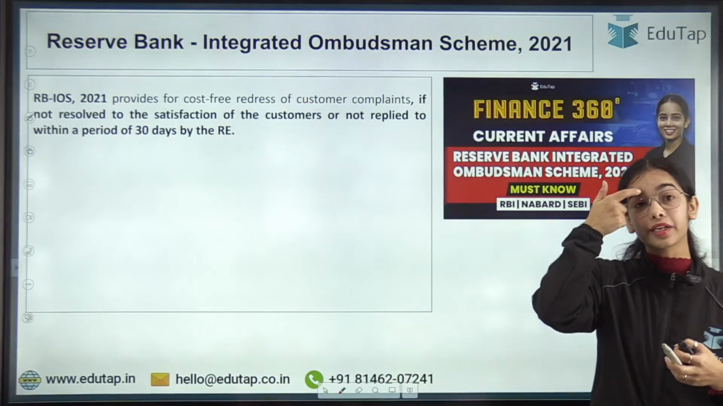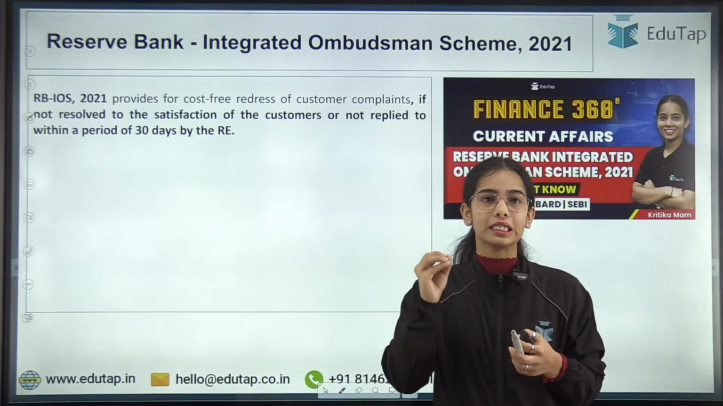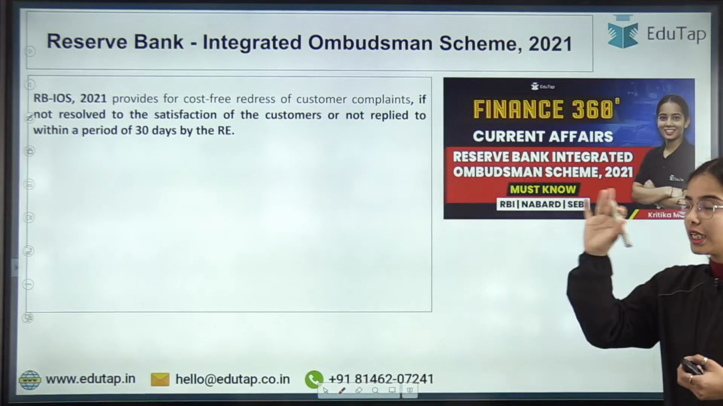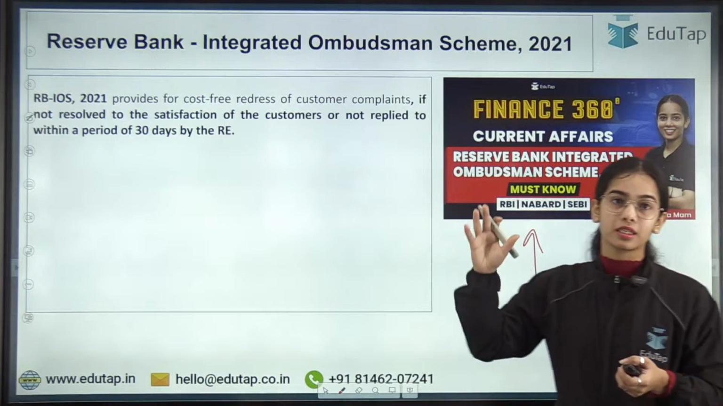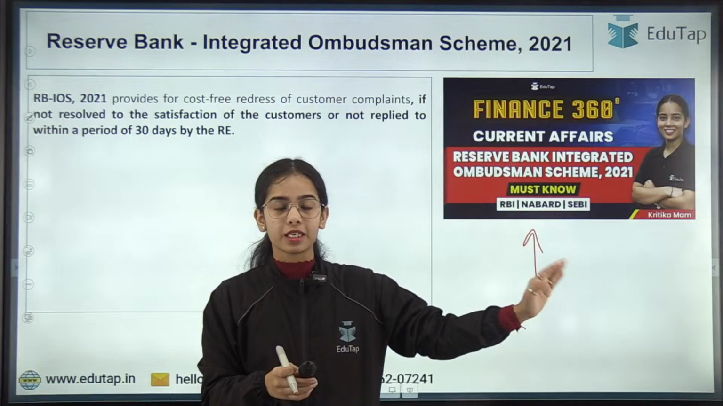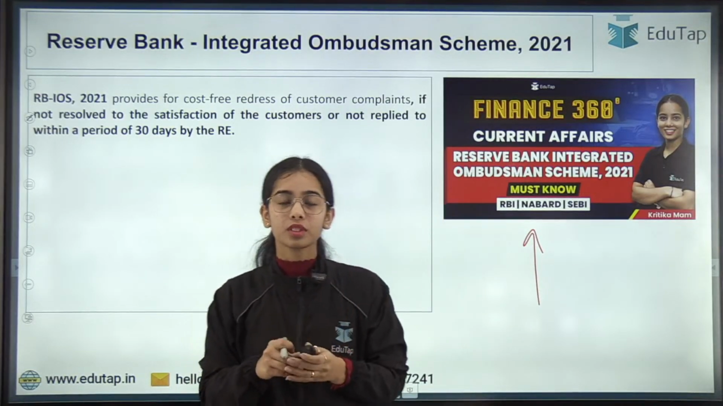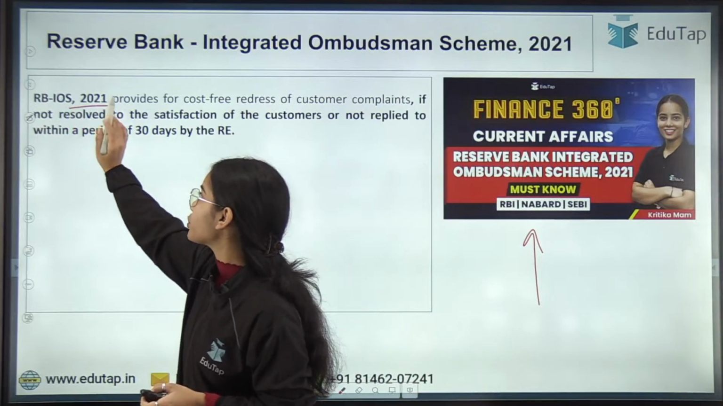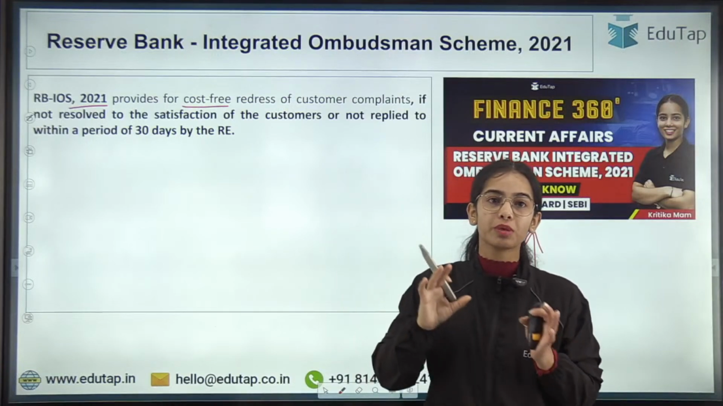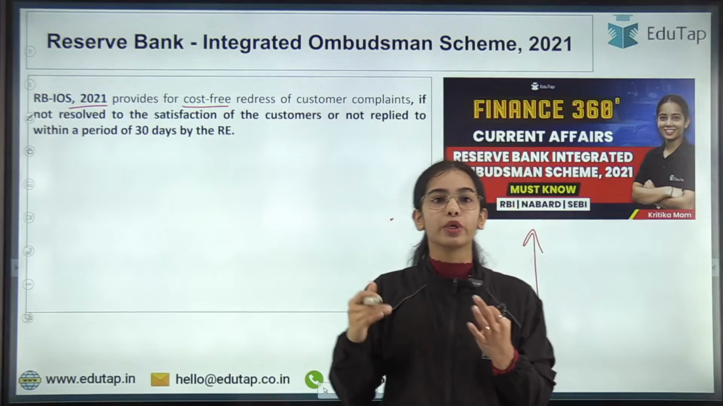Now coming to the Integrated Ombudsman Scheme, before moving ahead, let's have a brief understanding of the scheme that is also mentioned in the annual report. I have taken a complete session just last month on the Reserve Bank Integrated Ombudsman Scheme, where we discussed the scheme in detail. The Reserve Bank Integrated Ombudsman Scheme 2021 provides for cost-free addressal of consumer complaints if they are not resolved satisfactorily by the regulated entities.